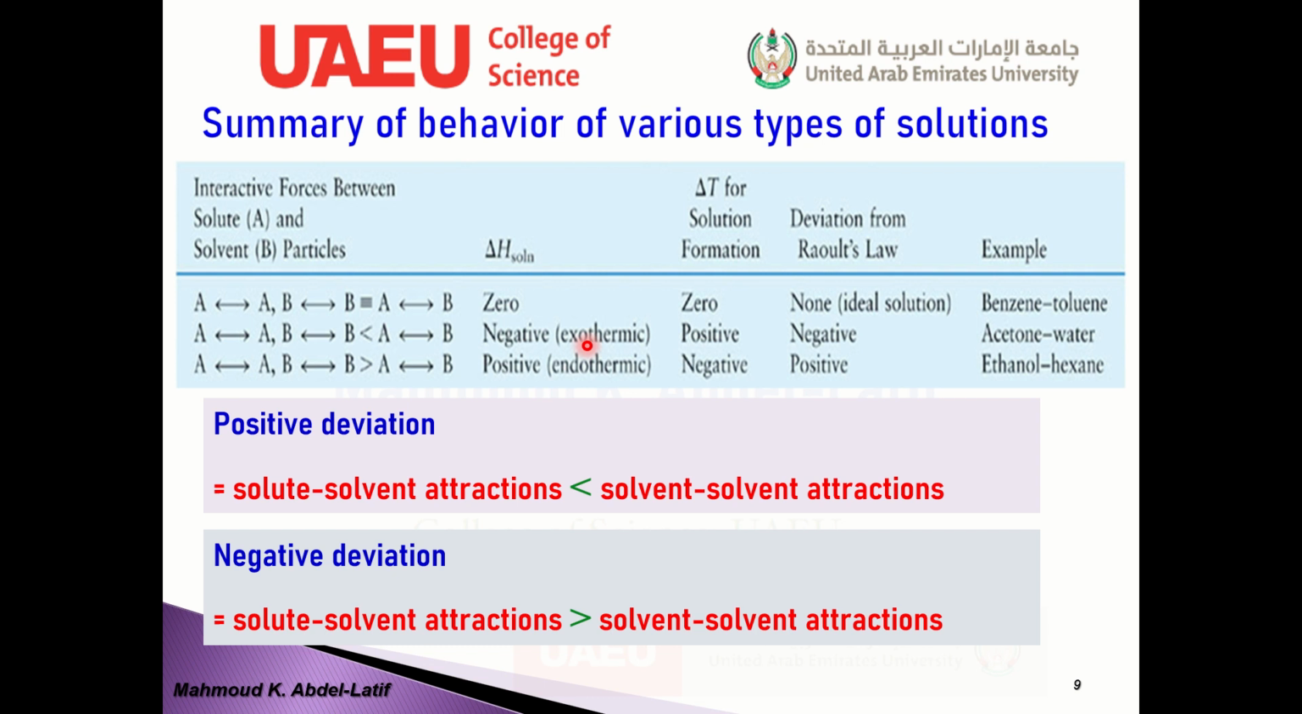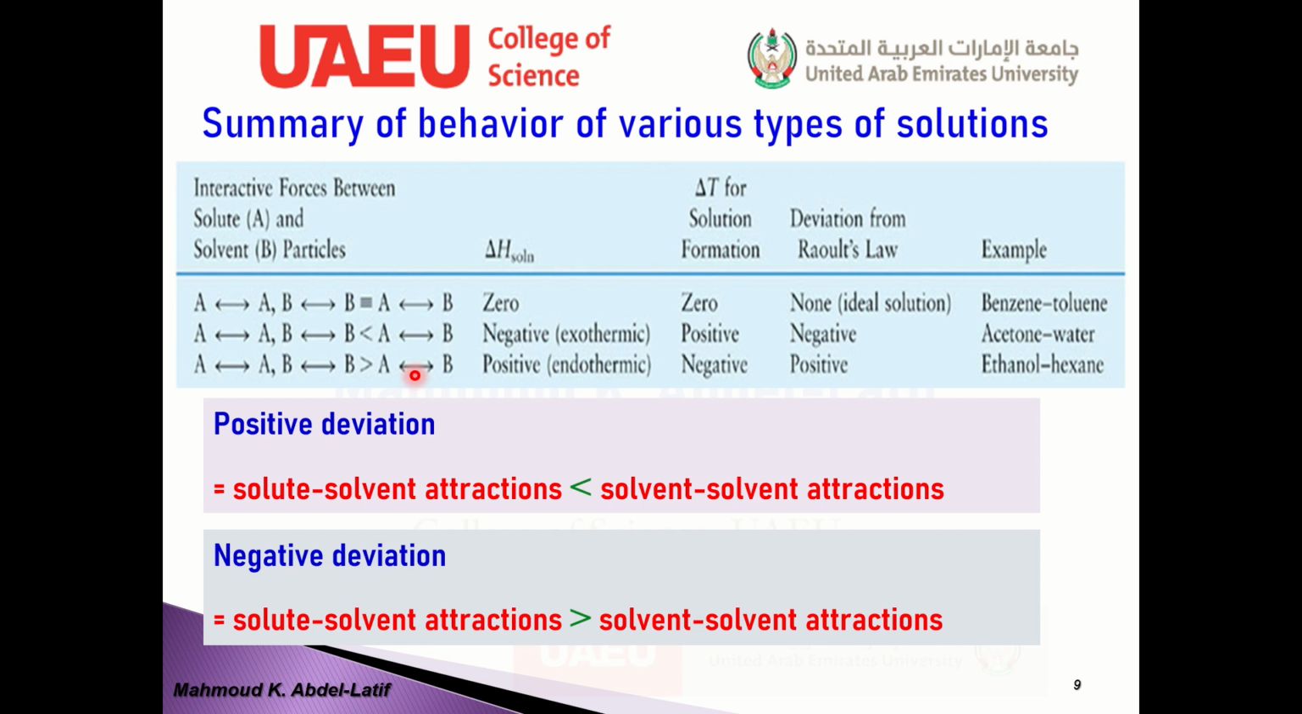And this one is exothermic. So the liberated energy is higher than the energy required to separate the pure ones. So it's a negative deviation from Raoult's law, and this one is an exothermic reaction.